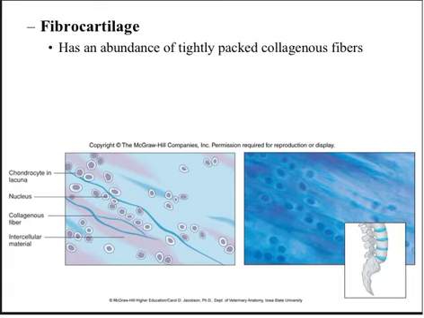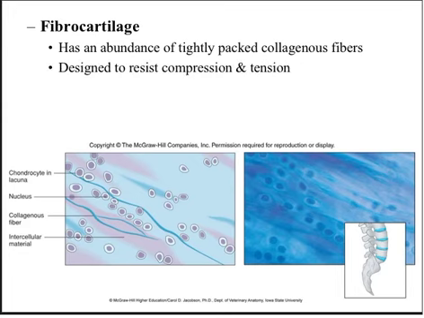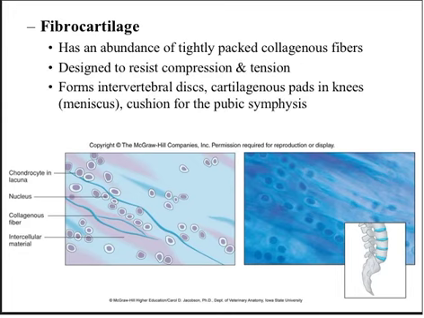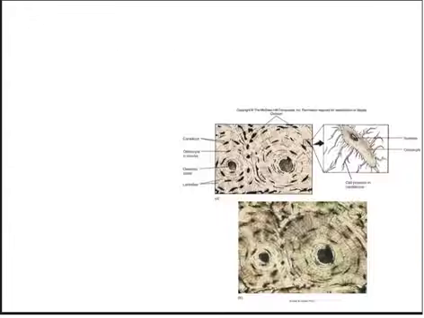Fibrocartilage has an abundance of tightly packed collagenous fibers. It's designed to resist compression and tension. It forms the outer segment of the intervertebral disc, which we call the annulus, and it also provides the cushioning for a joint known as the pubic symphysis, among other places that it's also found in the body.